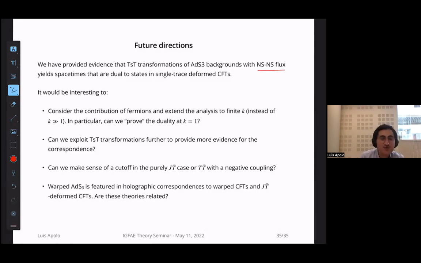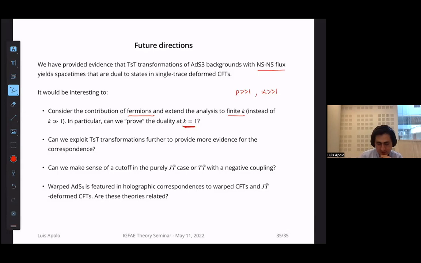about, is to consider the contribution of fermions and extend the analysis to finite k. Our analysis has been done in the limit that T was much greater than 1 and k was much greater than 1. And in fact, in the literature of string theory on AdS3 with NS flux, the duality with a symmetric orbifold at the boundary has been proven for the case k equals 1. So it would be interesting to try to do the same here. In that case, we don't have a supergravity approximation, but that should not be necessary. We can just do the analysis from the worldsheet.